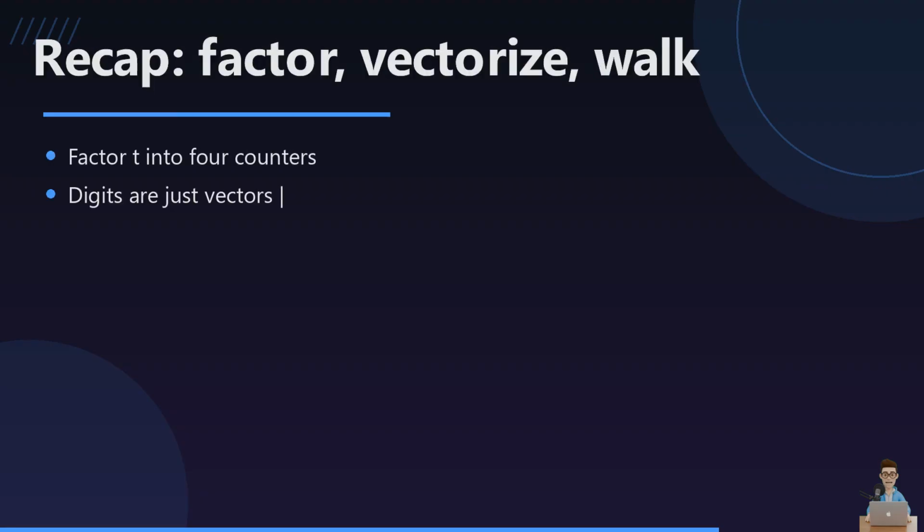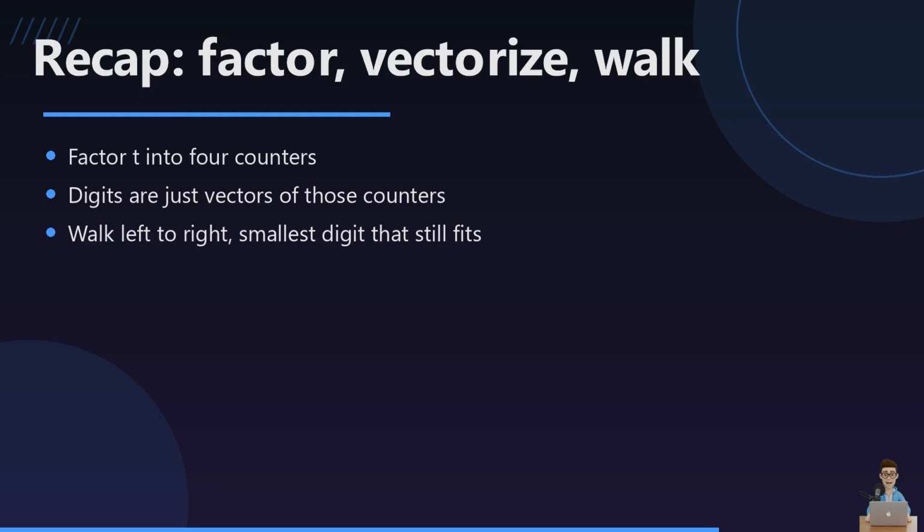Remember that brute force loop from the start, still running long after the video ends? Here's why we escaped it. Divisibility never cared about the actual number, only about how many 2s, 3s, 5s and 7s are hiding in its digits. Factor t into those 4 counters, turn every digit into its own small vector, build the reachability table once, then walk left to right taking the smallest digit that still leaves things solvable. The portable takeaway: anytime a problem asks about a product's divisibility, stop thinking about the product's divisibility, start counting prime exponents instead. Want to take this further?